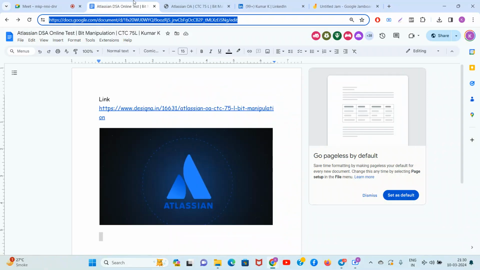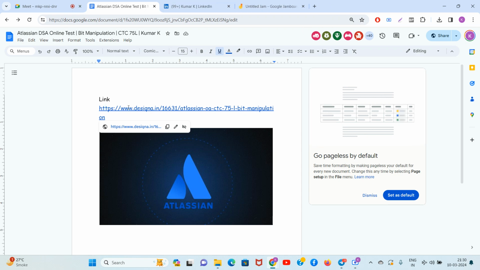Today we are going to solve a very interesting problem which was asked in the Atlassian online test OA round. Now this has many prerequisites, so for the first few minutes, I will clear up the prerequisites. You can open the link here. If you click on the link here, this will open the actual question.